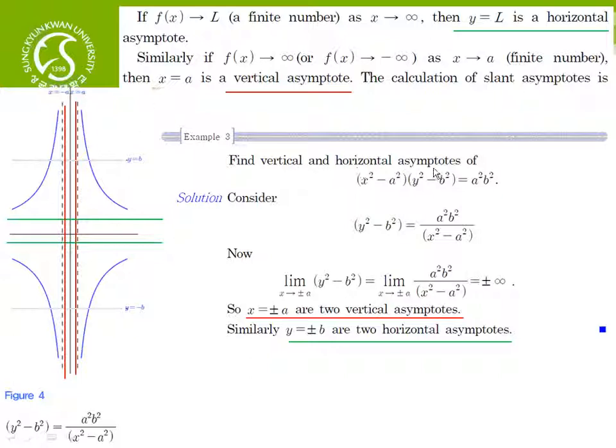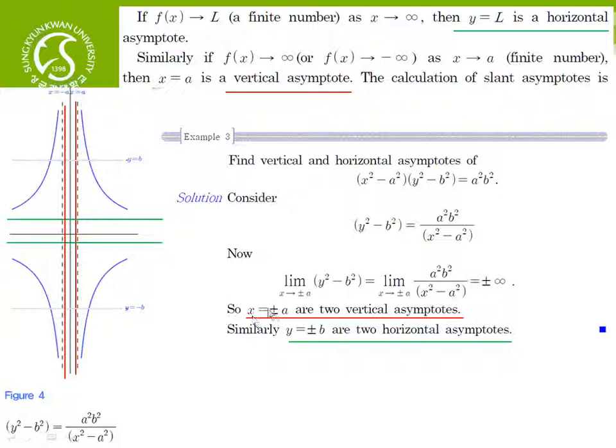Find the vertical and horizontal asymptotes of this function, which can be written in this way. This is the graph, the blue ones. And these red and green ones are the asymptotic lines of this. Consider y square minus bx is equal to this, and think about the right limit, the limit at a and minus a on both. Then, if x goes to a, the limit goes to plus infinity. If x goes to minus a, then the limit goes to minus infinity.